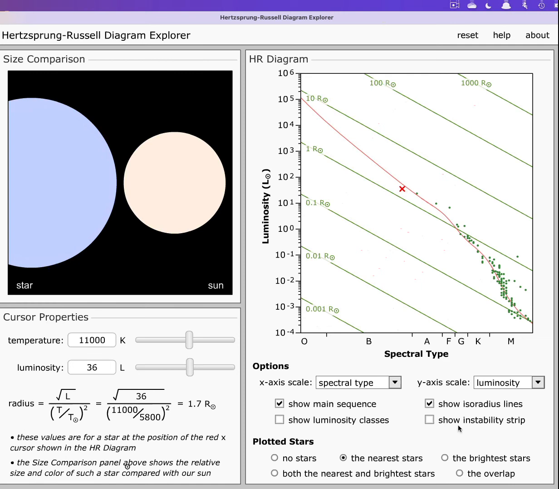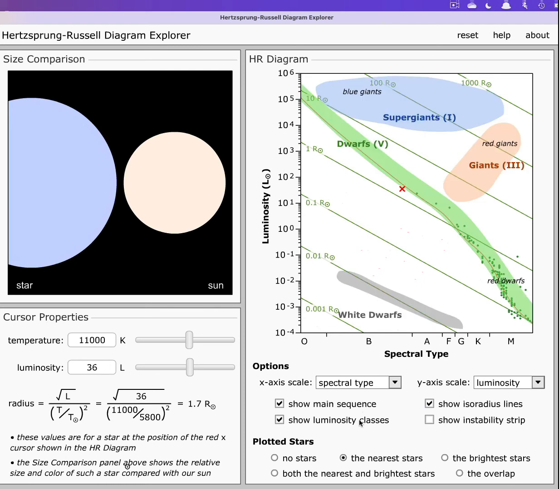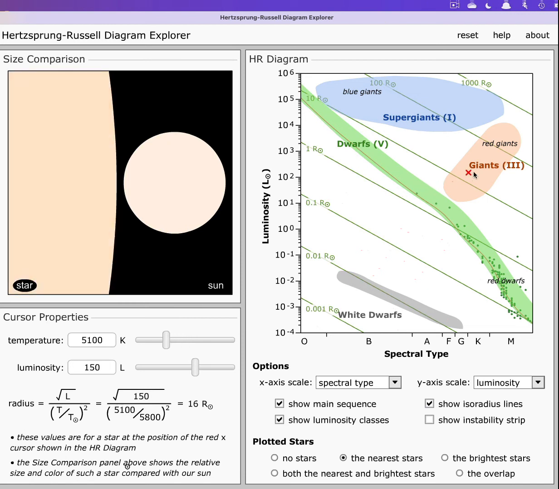Whereas, let's turn on the luminosity classes, and I'll tell you what those are. If we were to plot our star, maybe it's a type K, which will put it over here, and it's about 1,000 times brighter than the sun. Notice how much bigger it must be. So that means it's big and cool and it's not fusing hydrogen into helium as its major energy source.